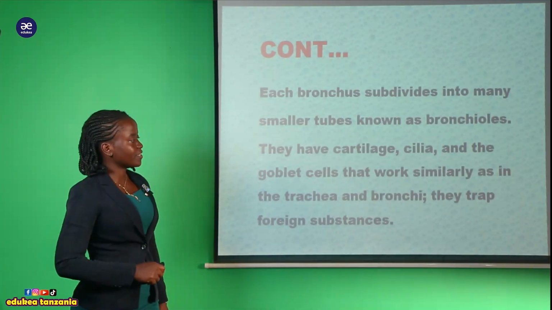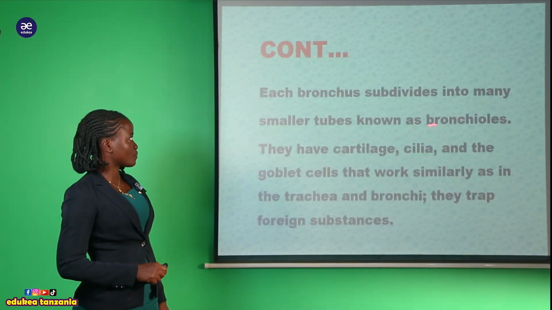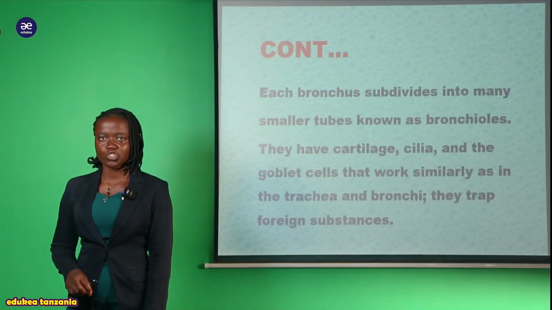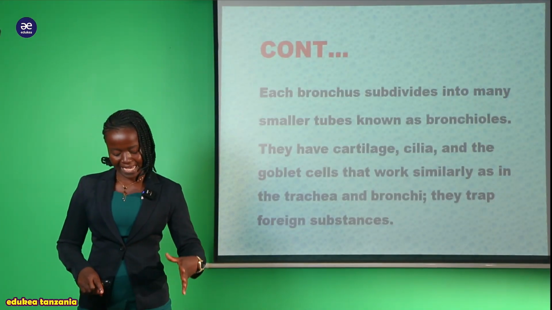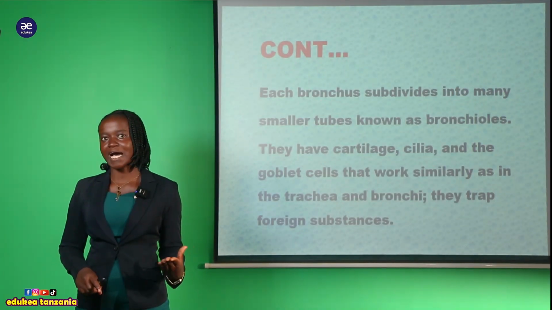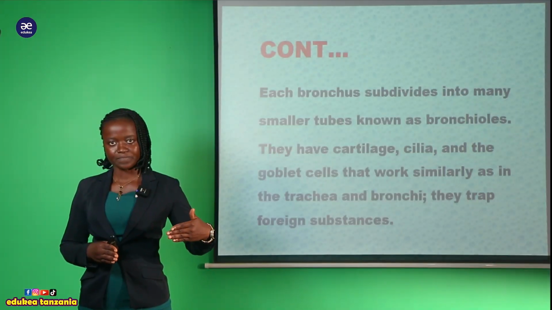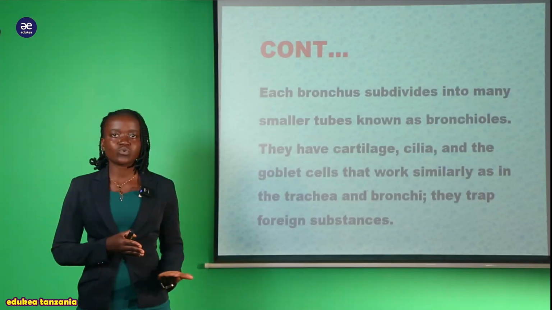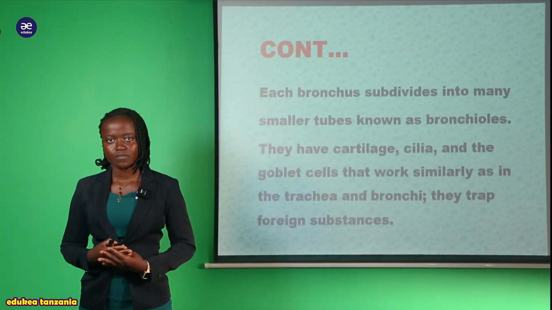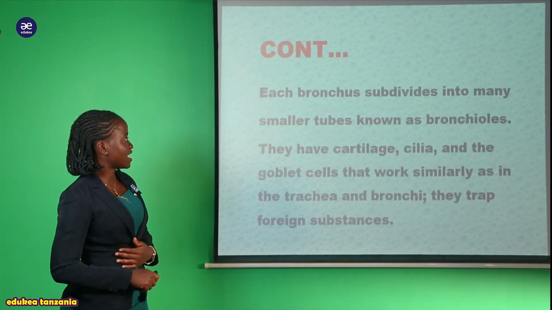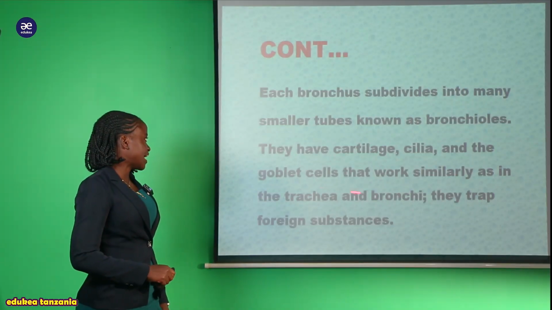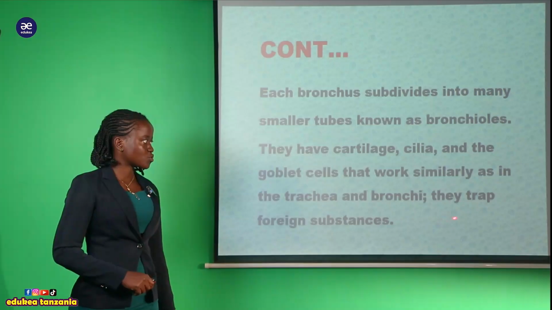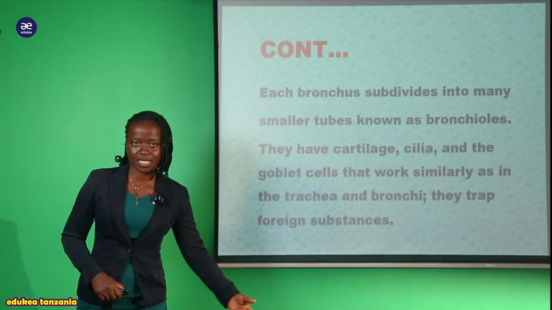So also we can say that each bronchus divides into many smaller tubes known as the bronchioles. Kwa pia na ile structure ya bronchus pia na yenyewe imegawanyika. Ukitoka kwenye hile bronchus kuna structure nyingine inayoitwa bronchiole. So now we can say that they have cartilage, cilia, and goblet cells that work similarly to the trachea and the bronchus. So they trap foreign dust and chemicals.